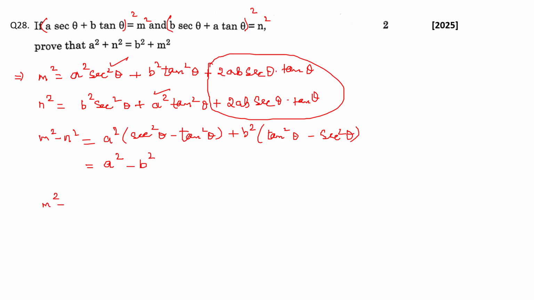So M square plus B square is equal to A square plus N square. I have transposed minus B square to the LHS and minus N square to the RHS. So that's all you have to do. So this proof is done. It is proved. This is one of the important questions you all should know.